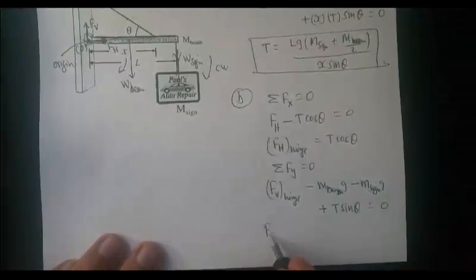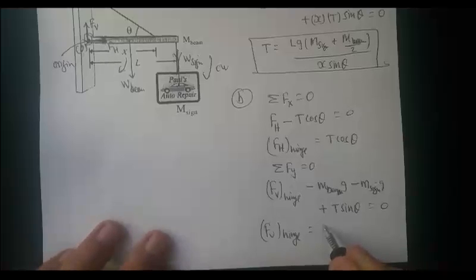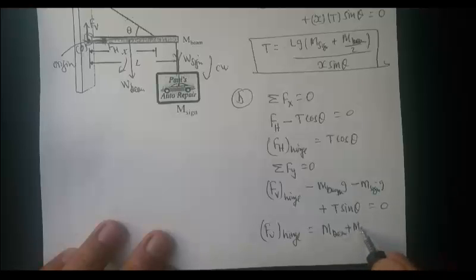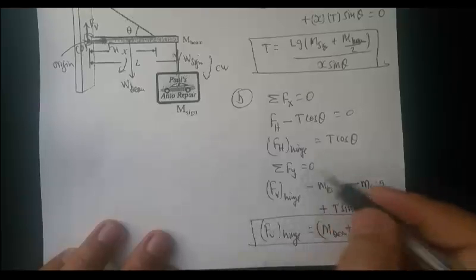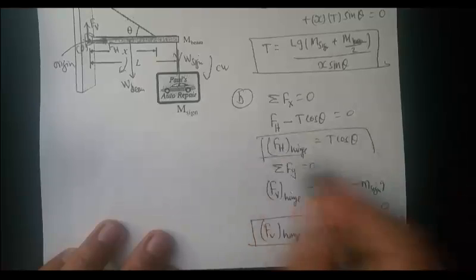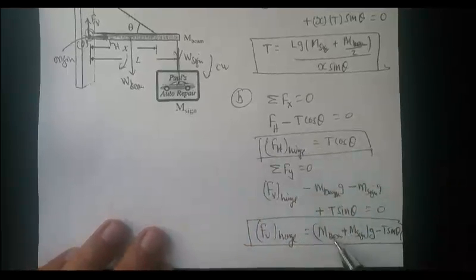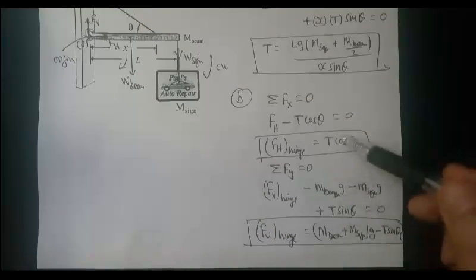And then you can figure out the vertical component of the hinge force and solve for it. So the vertical hinge force is the mass of the beam plus the mass of the sign, times gravity, minus T sine theta. You should get that, right? So this is your answer. It's the horizontal hinge force, the vertical hinge force, and then you can find the resultant.